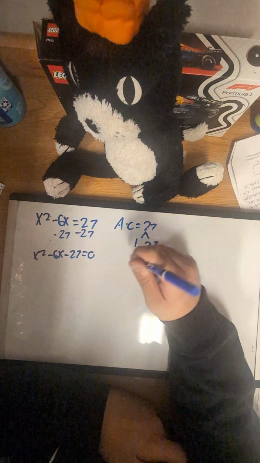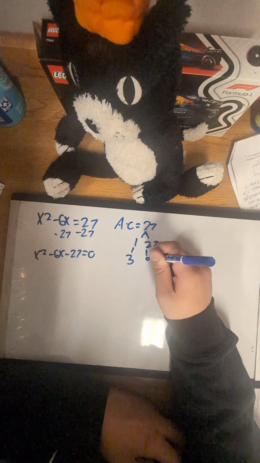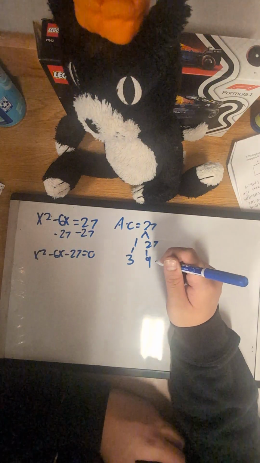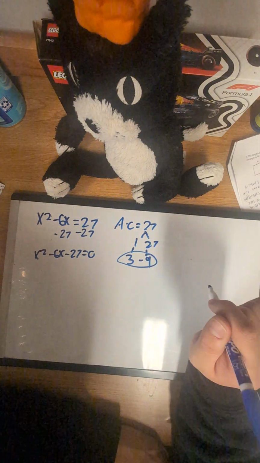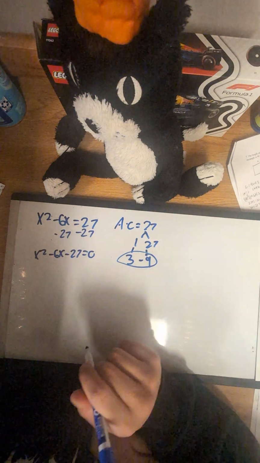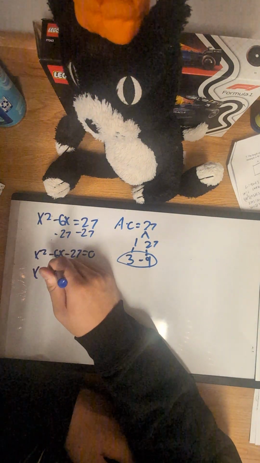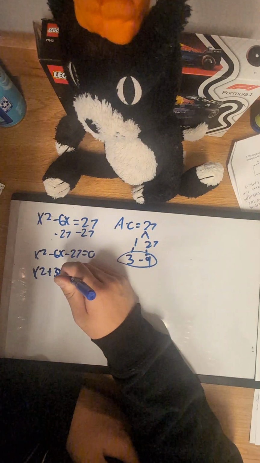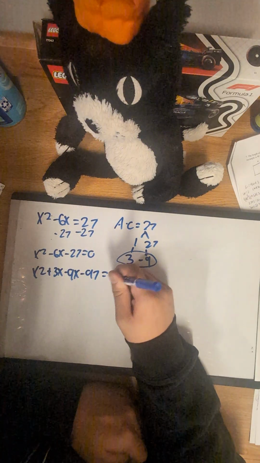We're going to break that up a little bit. 1 and 27 won't work. 3 and 9, that will work. So we're going to go ahead and use 3 and negative 9 here just so we can make it add up to negative 6x. So x squared plus 3x, my bad, minus 9x minus 27 equals 0.